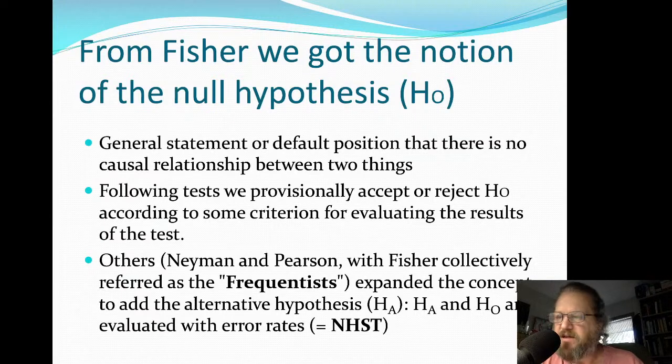Okay, so from Fisher we got the notion of what's called the null hypothesis, which is a general statement that basically says whatever differences I see, it's just due to chance. And this is one of the big leaps that you need to go through. Just because you get a certain result doesn't mean you've actually cured cancer. The reason that you got that result can be simply because of the sampling procedures that you did.